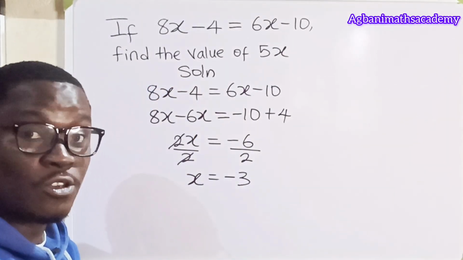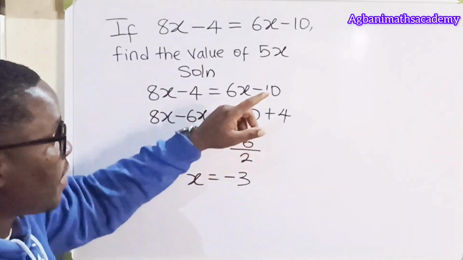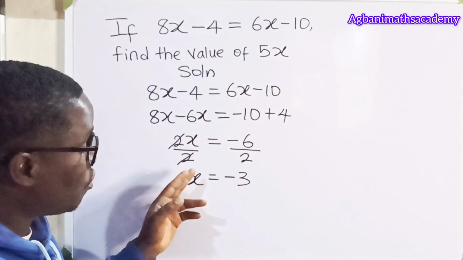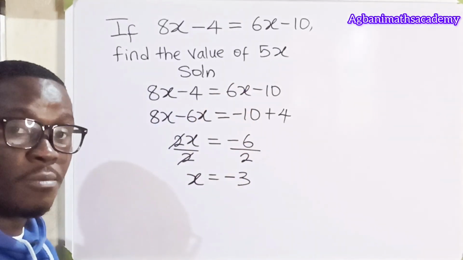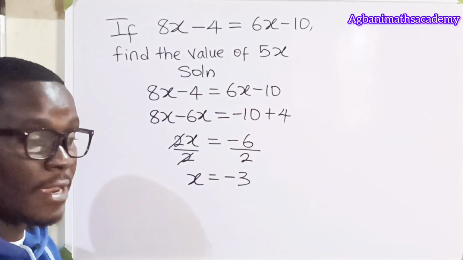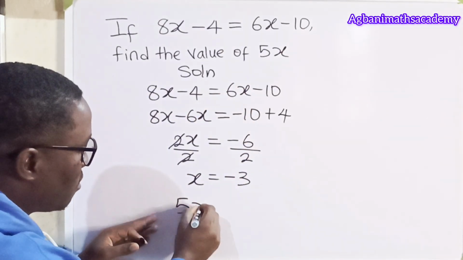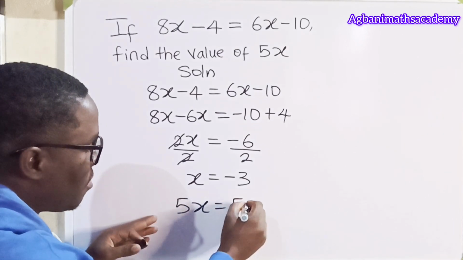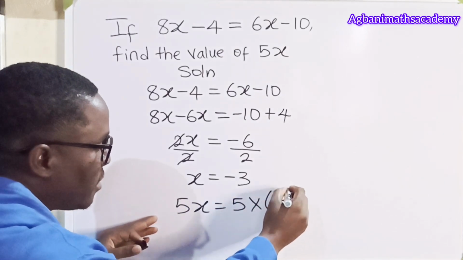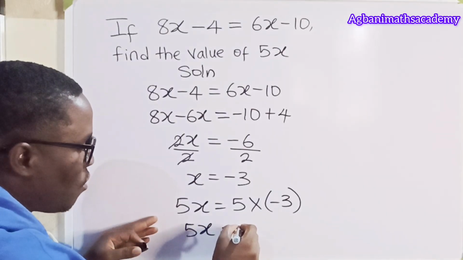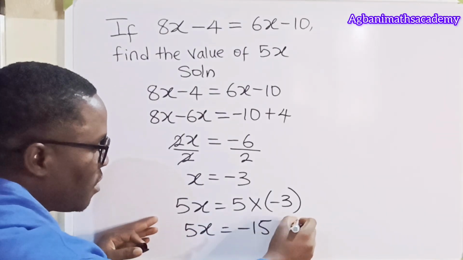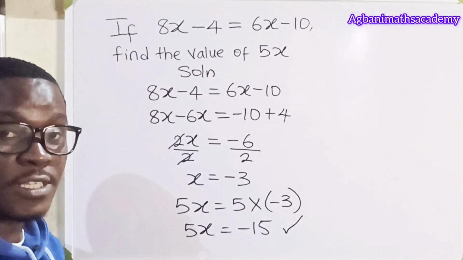But our target is not just solving the equation. We need to find the value of 5x. So since we know that x is equal to minus 3, 5x will become 5 multiplied by minus 3. So 5x is equal to 5 multiplied by negative 3. And this will give us 5x is equal to negative 15. This is the simple answer to this question.